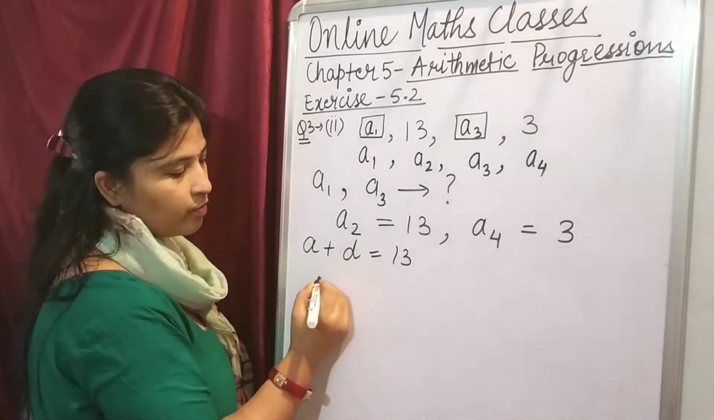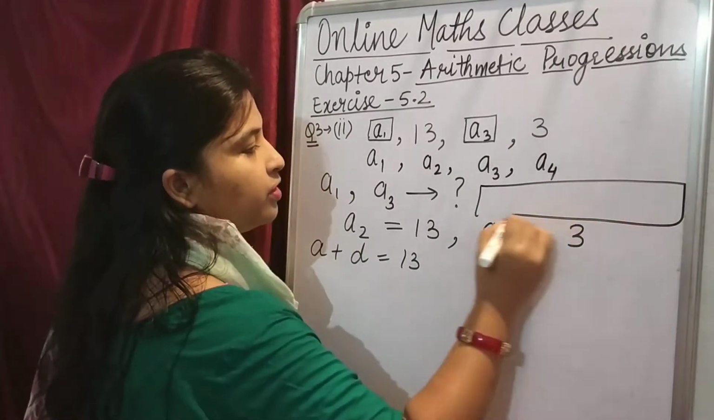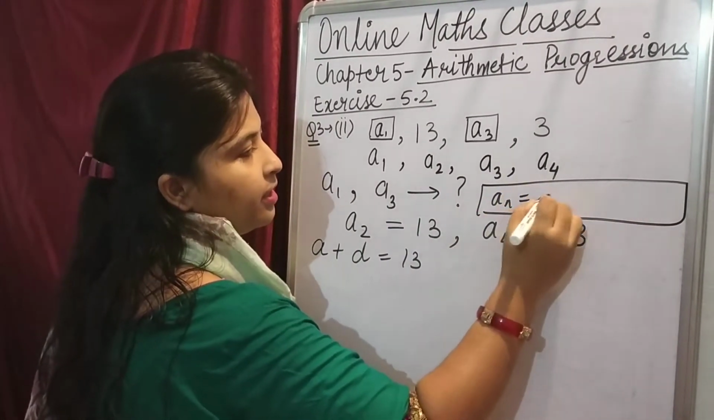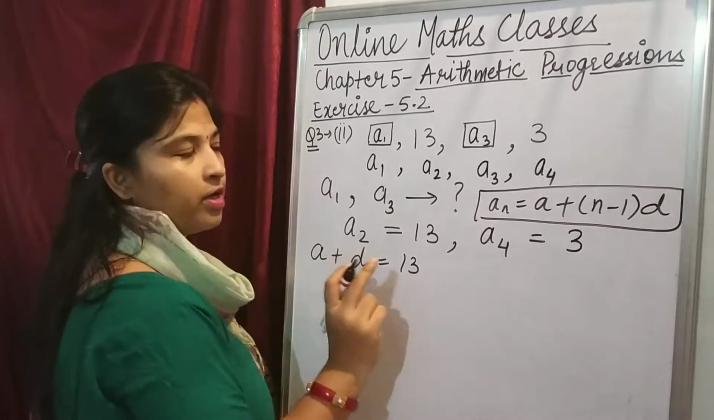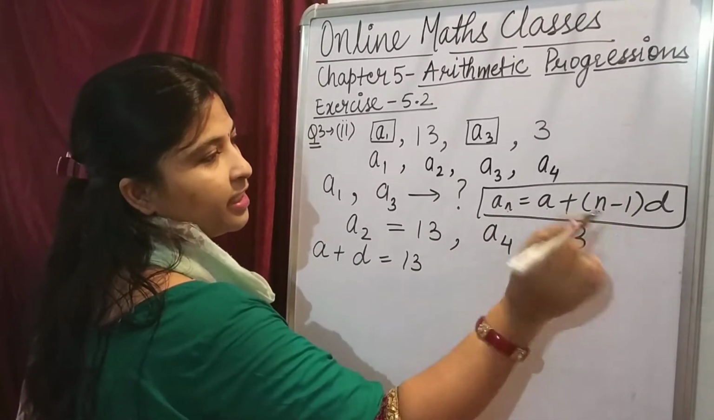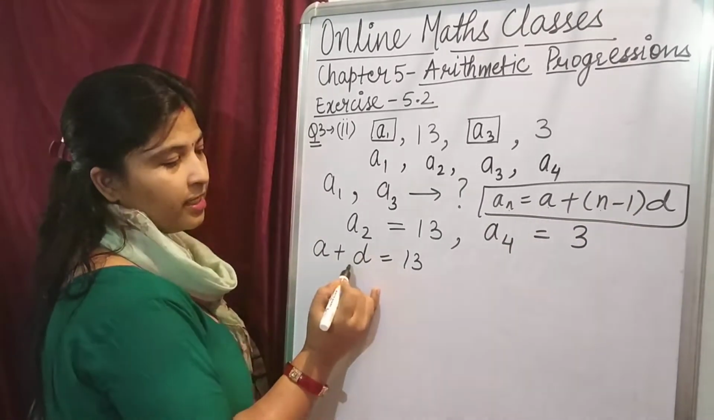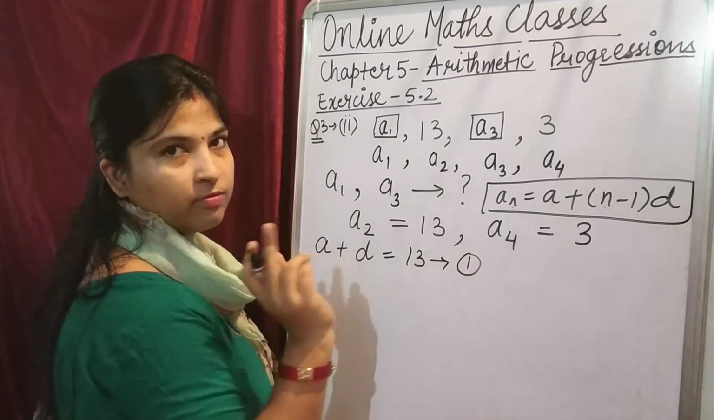As you know, there is a formula of An. What is the formula of An? A plus (n minus 1) into D. So that formula only I am using. A2 means A plus (2 minus 1), that is 1, into D. So can I say A plus D is equal to 13? That is my equation number 1.